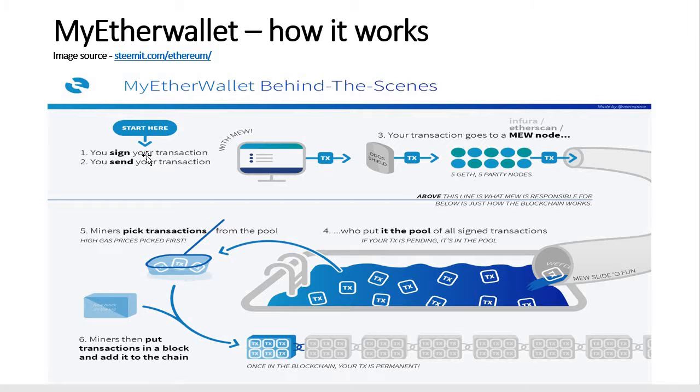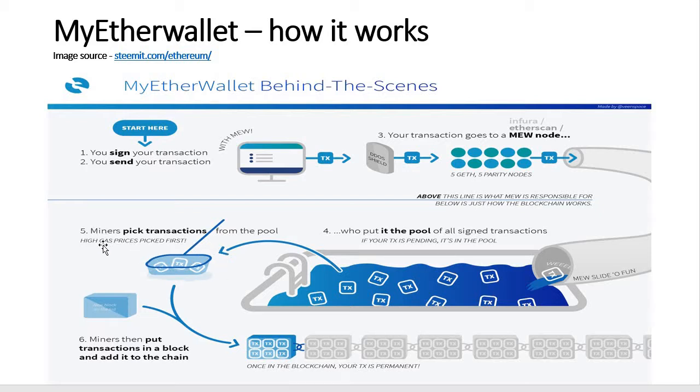Basically, you create a transaction on your app and send that transaction. This is through myetherwallet, and basically it goes through the network, the nodes. These are all the nodes on the myetherwallet network. It goes through here, goes into what's called a pool. Now, all the miners, these are the people who do the transactions, or the computers that do the transactions, basically, the high gas prices are picked first. Then this is all done in seconds. The transaction is then put on the Ethereum blockchain.